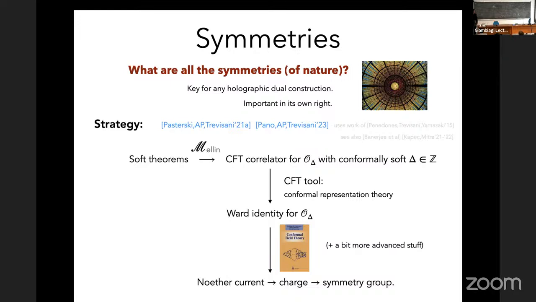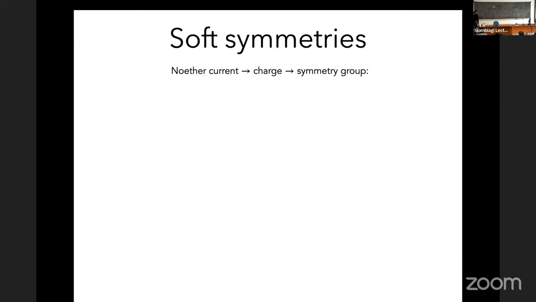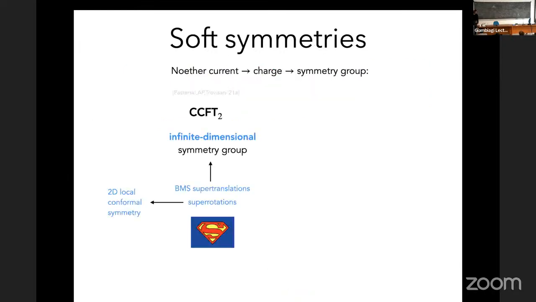Now, I don't have time to go into the details of these constructions. If you're interested, ask me later, but let me just give you the result, which is that in two dimensions, so four bulk dimensions, two celestial sphere dimensions, there's an infinite dimensional symmetry group. And that resonates with the fact that from asymptotic symmetry analysis in GR, we know that there are these Bondi, Metzner, van der Burg-Sachs symmetries, which enhance translations to infinitely many symmetries.